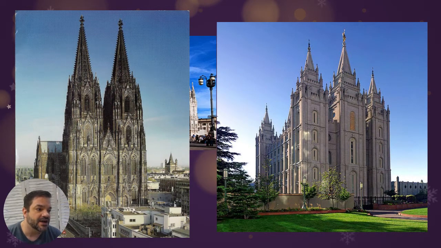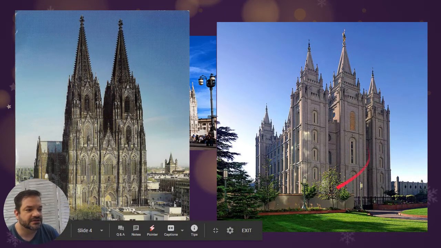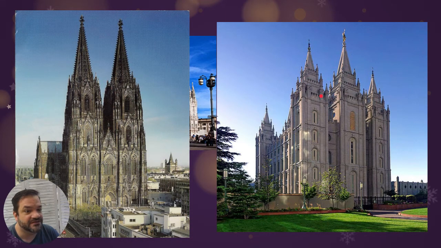Okay? Now, there are elements, and you can see, but Mr. Epperly, it has attached buttresses. Yes, it does. And it has rounded arches instead of pointed. Yes, you're absolutely correct. But the overall look is Gothic. And that's what they were going for. And I'll tell you why. We'll get to it here in a second.